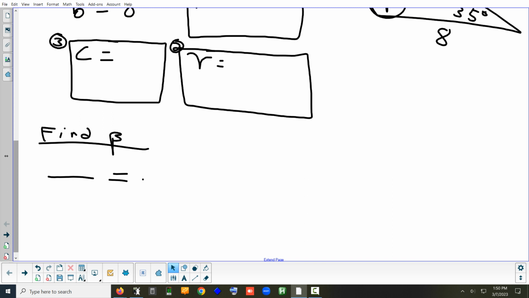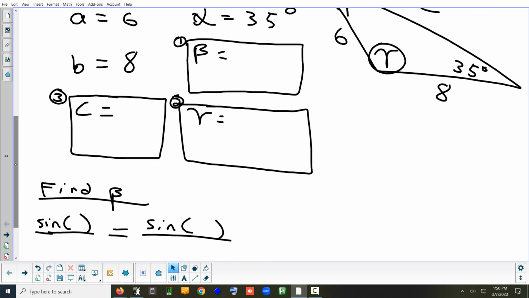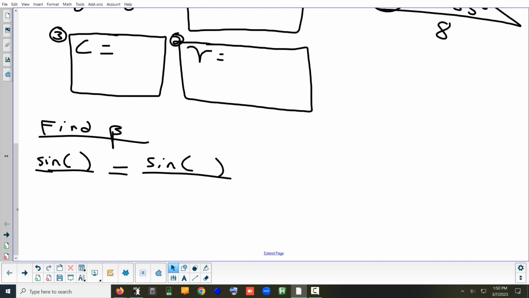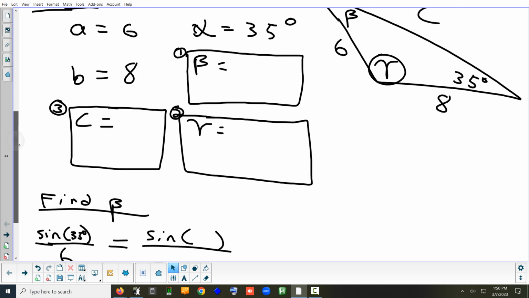Okay, so set up the format of how all these problems look. Sine. And what's going to go on the left side? Keep going. The whole thing. 35 degrees over 6. So sine 35 over 6. And then on the right, sine beta over 8.